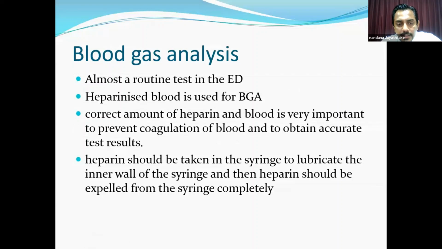Heparinized blood is used for the blood gas analysis. The correct amount of heparin and blood is very important to prevent coagulation of the blood and to obtain accurate test results. If you add a lot of heparin, it gives more acidity. And if you get less heparin, then there will be coagulation of blood. So heparin should be taken in the syringe to lubricate the inner wall of the syringe, and then heparin should be expelled from the syringe completely.